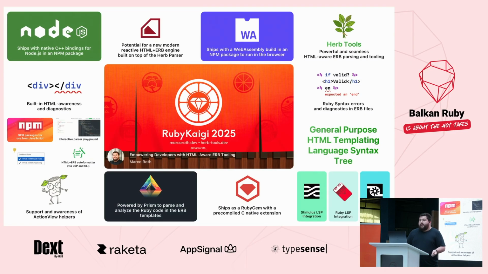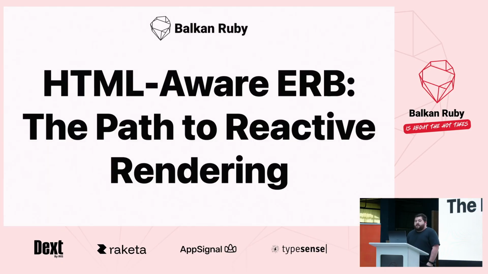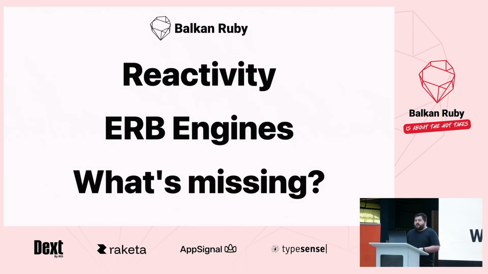But in this same talk, I also talked about this point here, where it says that we want to try to build a potential new engine for rendering reactive HTML ERB. So that's what I want to talk about today, kind of how we want to build this engine and what it takes to get there. So this is the path to reactive rendering. And for this, we want to talk about what reactivity is, how ERB engines work, and what's still missing today.